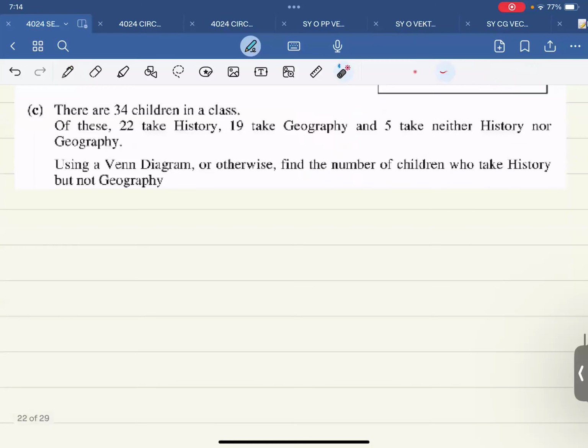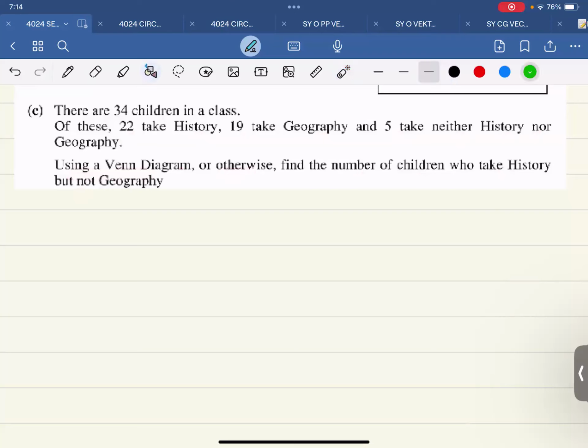Now, another question, just like the previous one. It says there are 34 children in a class. Of these, 22 take history, 19 take geography, 5 take neither history nor geography. Using a Venn diagram or otherwise, find the number of children who take history but not geography.